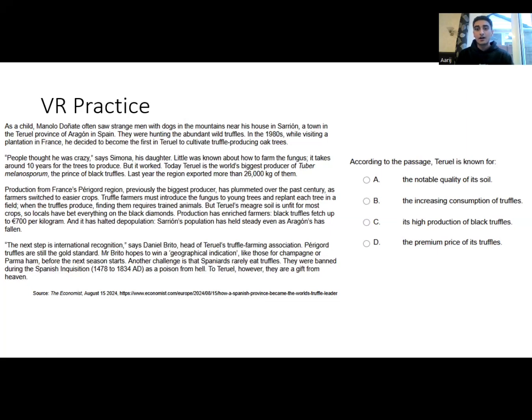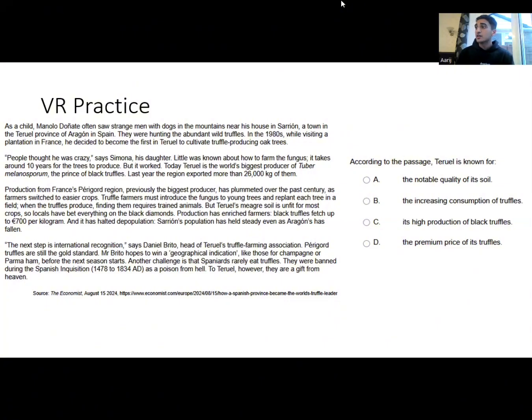Obviously, B was correct. Obviously, C was correct. So moving on to B. So the option for B was that Trull is known for the increasing consumption of truffles. If we have a look, we can see here that it says that there were 26,000 kilograms of them exported, but it doesn't say whether this was an increase in export or not. So we don't really know whether this is true in terms of the consumption.